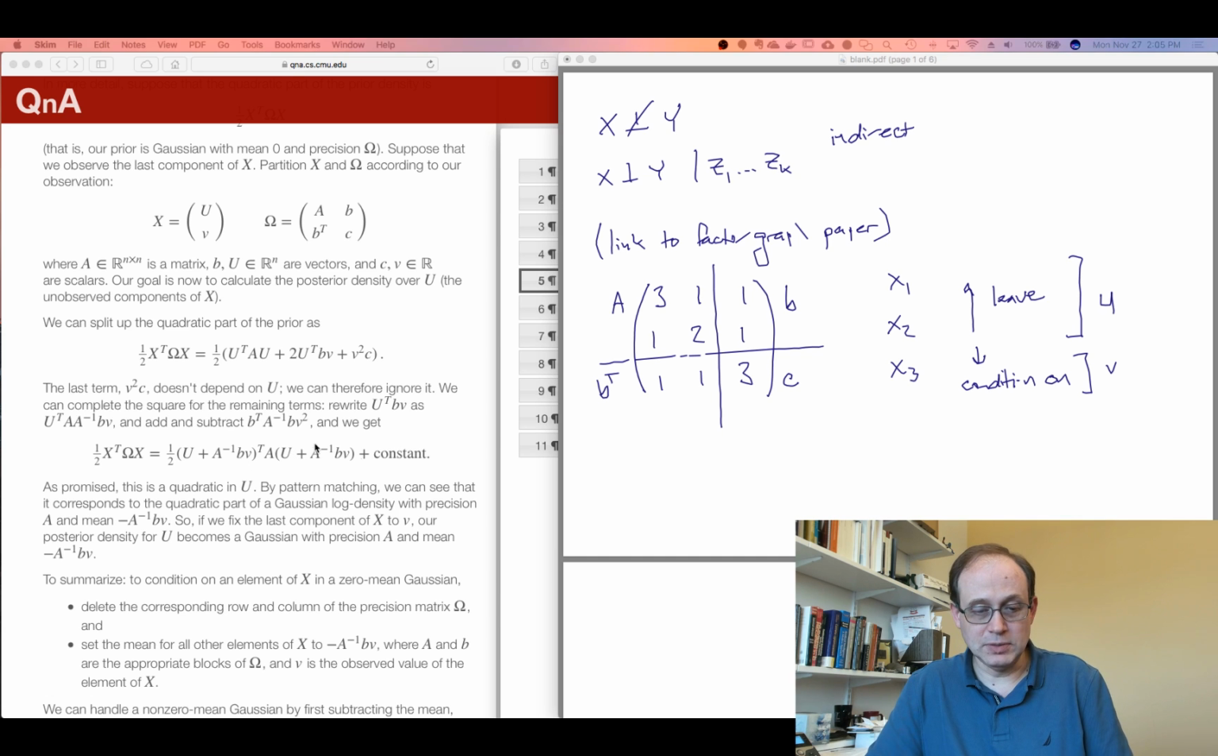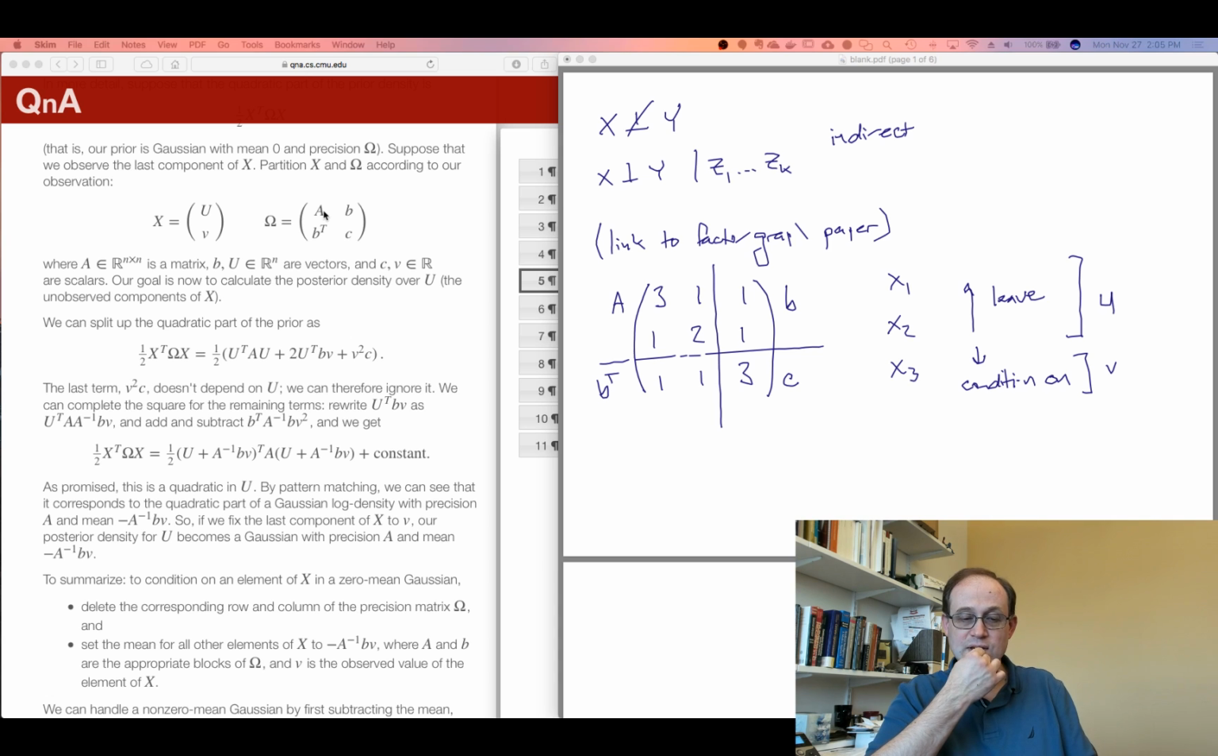But completing the square leaves us this plus some constants, by which I mean terms that don't depend on u. And so here, this is a Gaussian with mean equal to the negative of this term and precision equal to a, which was one of the blocks of the precision. And so that tells us how to condition in a Gaussian graphical model. It says that we keep the block of the precision matrix that corresponds to the variables that we're keeping. So there's no change to the precision matrix. And we update the mean based on this block B.